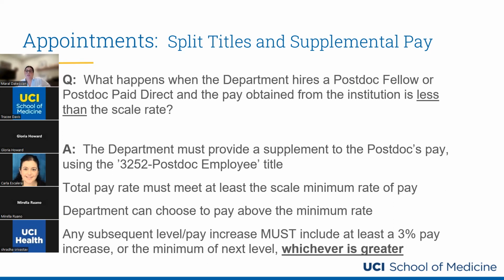However, if they do that, just know that every year when that postdoc gets their level increase and pay increase, that pay increase must include at least a 3% pay increase or the minimum of the next level, whichever is greater. And if there's ever a time when they are below the range adjusted rate, so if they got their scale increase on 4.1 and then on 10.1 the range increases, they will be matched to whatever the next level of pay rate is, whichever is greater. So just keep that in mind.